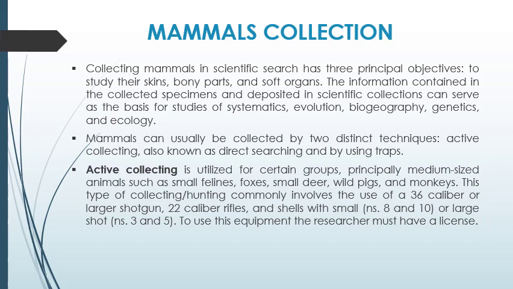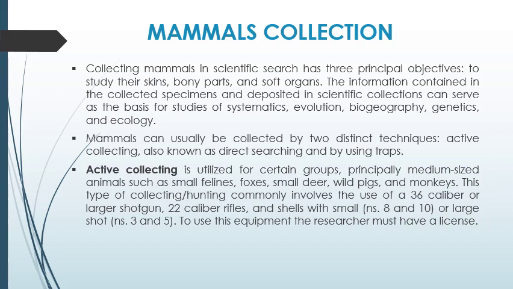Mammals can usually be collected by two distinct techniques: active collecting, known as direct searching, and by using traps. Active collecting is utilized for certain groups, principally medium-sized animals such as small felines, foxes, small deer, wild pigs, and monkeys. This type of collecting hunting commonly involves the use of a 36 caliber or larger shotgun, 22 caliber rifles, and shells with small number 8 and 10 or large shot number 3 and 5. To use this equipment, the researcher must have a license.